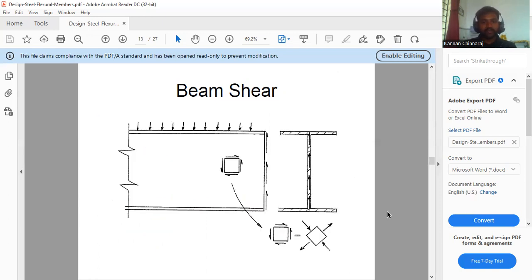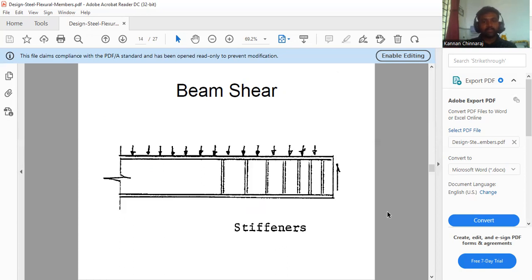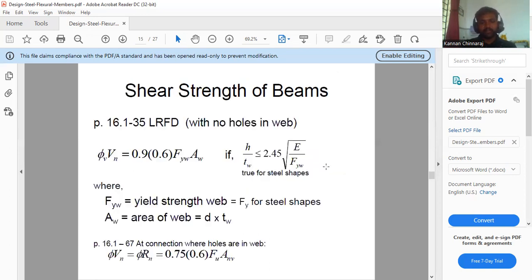This one is beam shear. How is the beam getting sheared? To avoid the shearing of the beam section, we have to provide stiffeners. This is stiffeners, and this is how to check the shear strength of the beam.